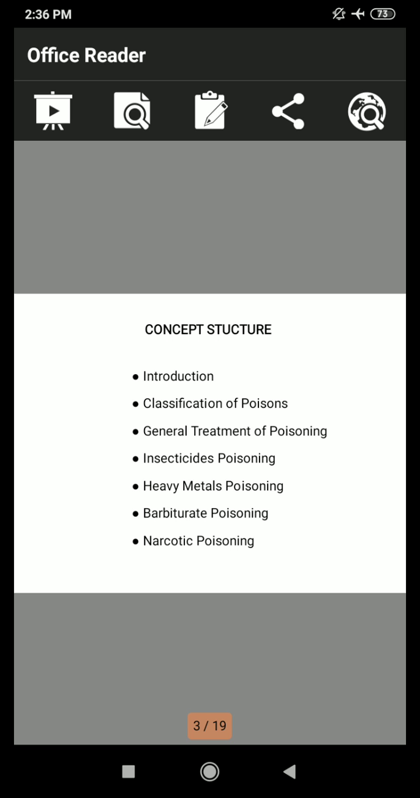Then next point is general treatment of poisoning. In that, the victim needs immediate treatment involving the following measures. First is immediate care of deteriorating body functions, then removal of unabsorbed poison, then elimination of absorbed poison, then use of the antidotes, then supportive measures.